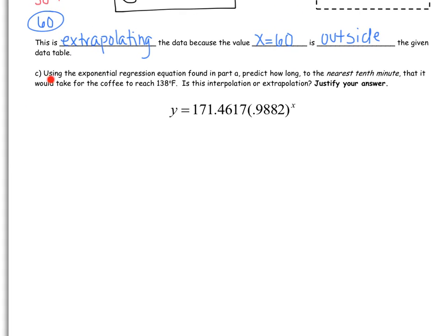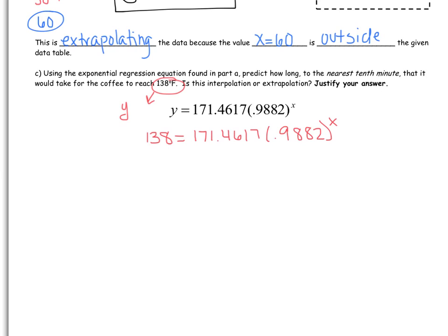Okay, now let's move on to part C. Part C says, using the exponential regression equation found in part A, so the same equation, predict how long to the nearest tenth of a minute it would take for the coffee to reach 138 degrees Fahrenheit. 138 degrees Fahrenheit is a temperature, so this is your y value. So we're going to plug in 138 degrees for y, and we want to find how long it takes to reach that temperature. We want to find x.